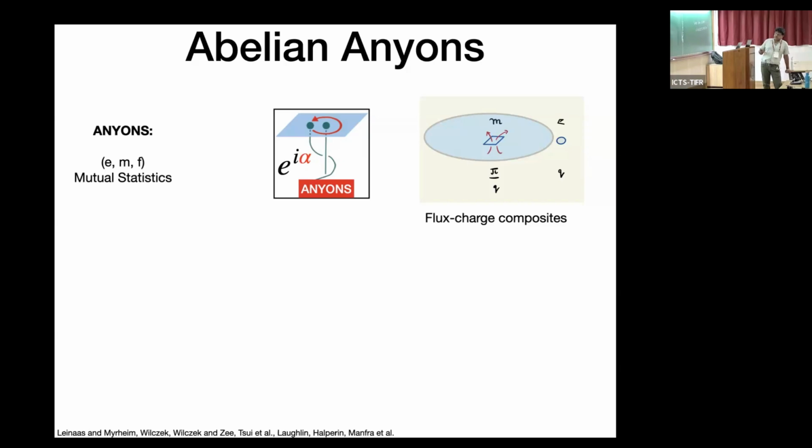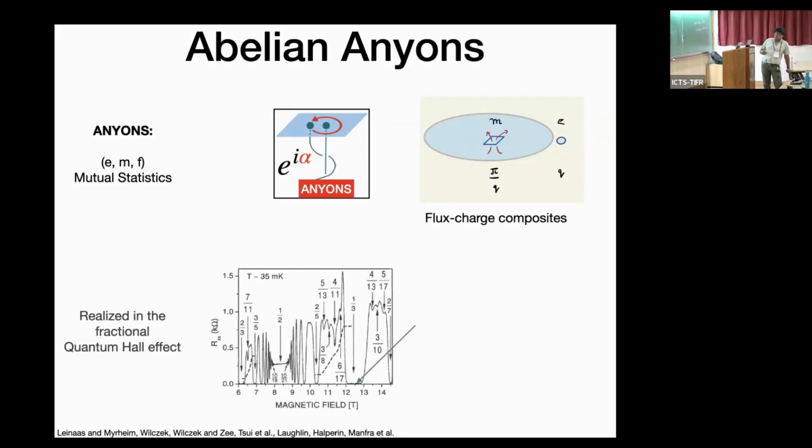Okay, we call these abelian anyons because you take one around the other, you get a phase, and that's an abelian phase. You can think of all of them as some sort of charge-flux composites. Okay, it's really the Aharonov-Bohm effect in this emergent abelian gauge theory, if you like. And this has been realized in the fractional quantum Hall effect.